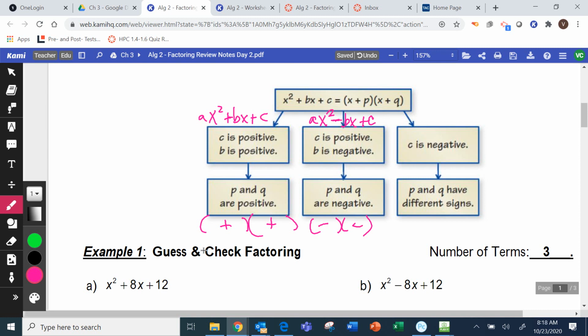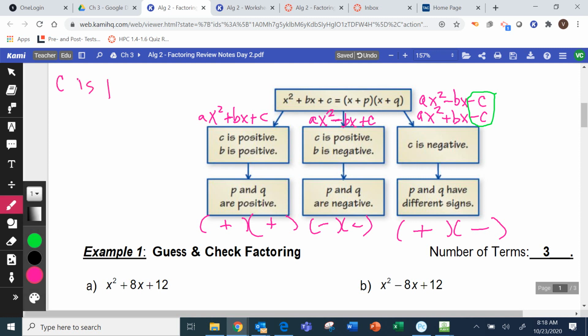And then if we have ax squared plus bx minus c, or if we have ax squared minus bx minus c, in both of these cases, c is negative. In both of the earlier cases, c is positive. If c is negative, then we will have 1 plus and 1 minus. So the c value tells us if we have same signs or different signs.